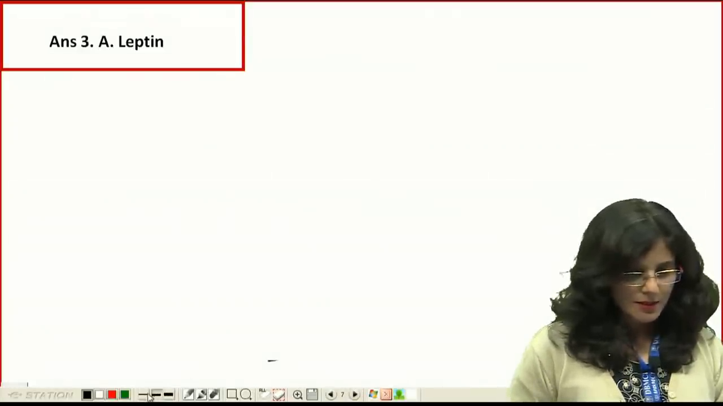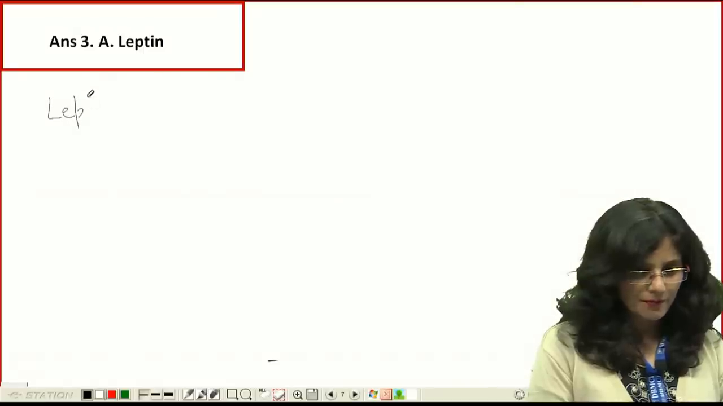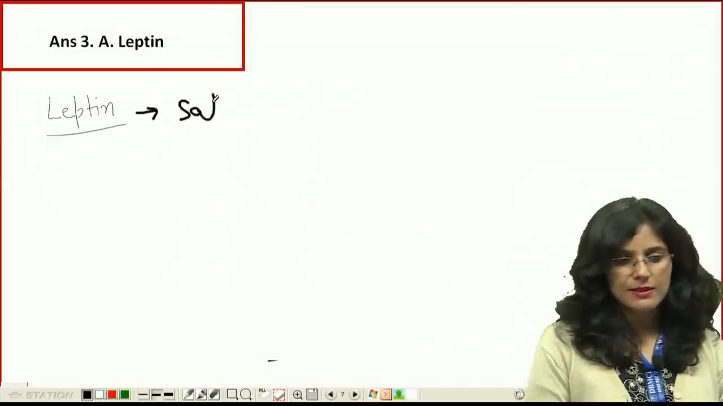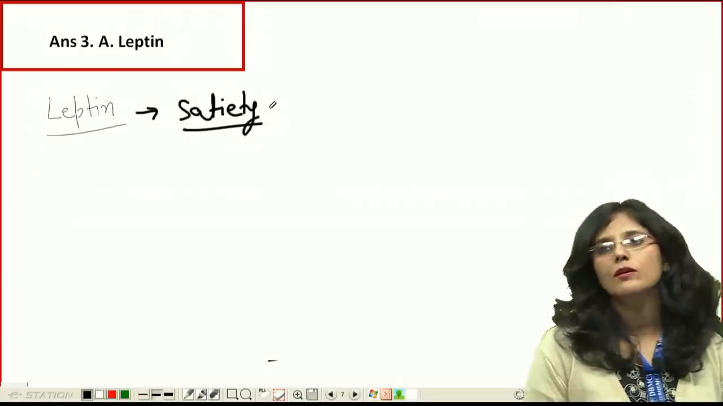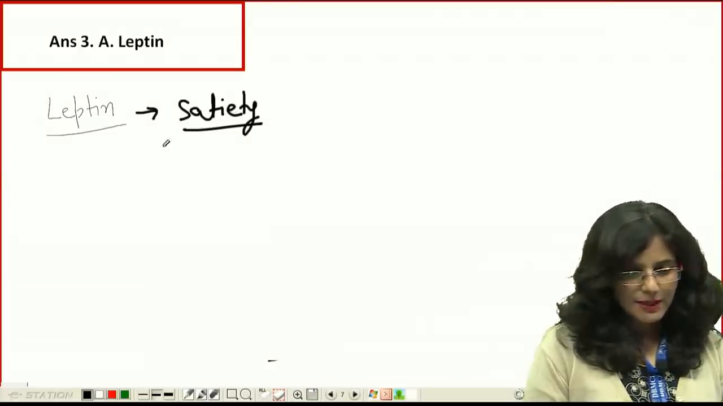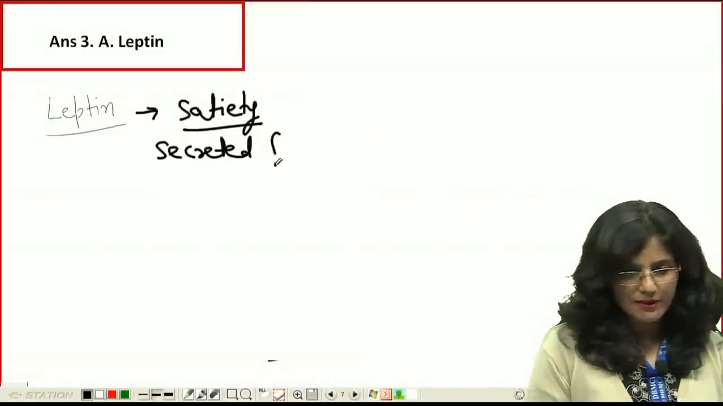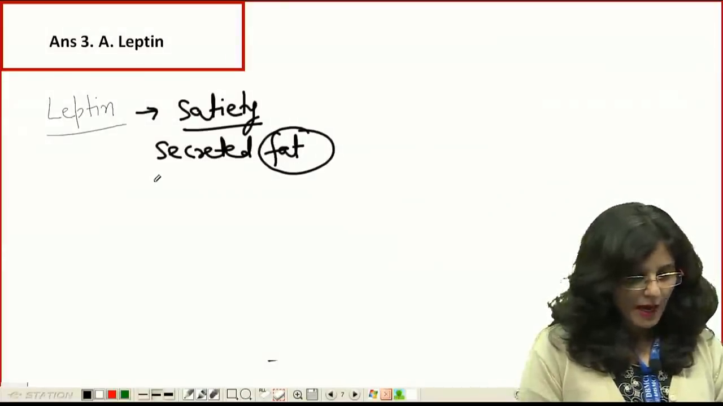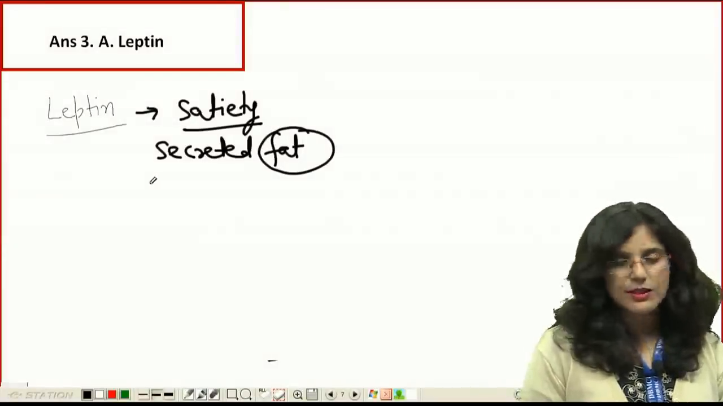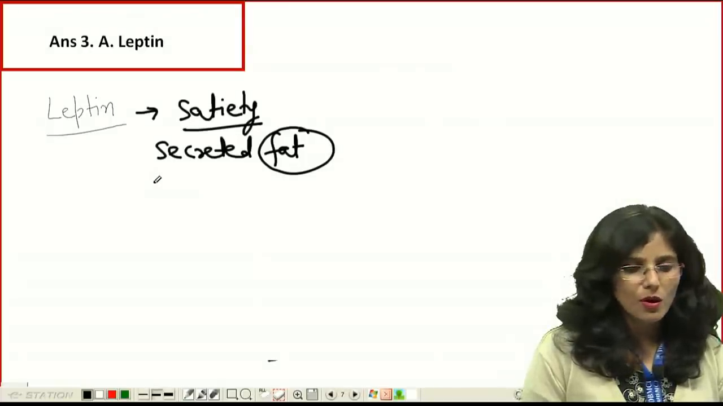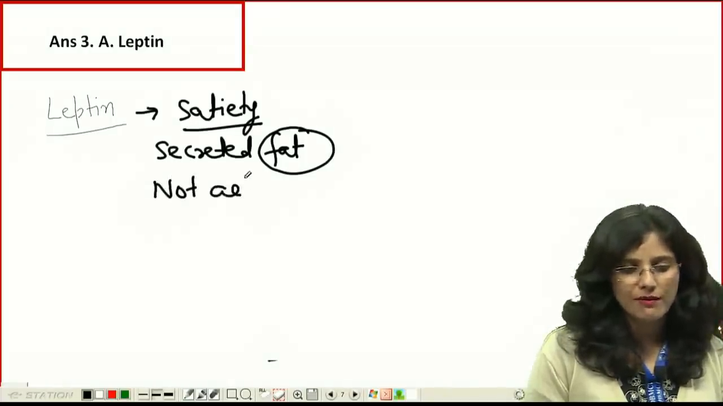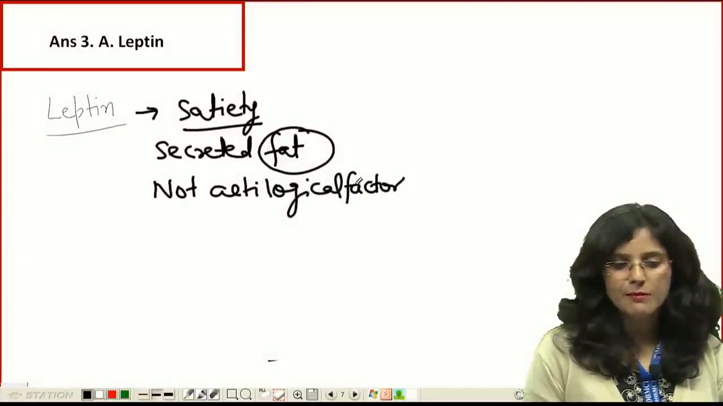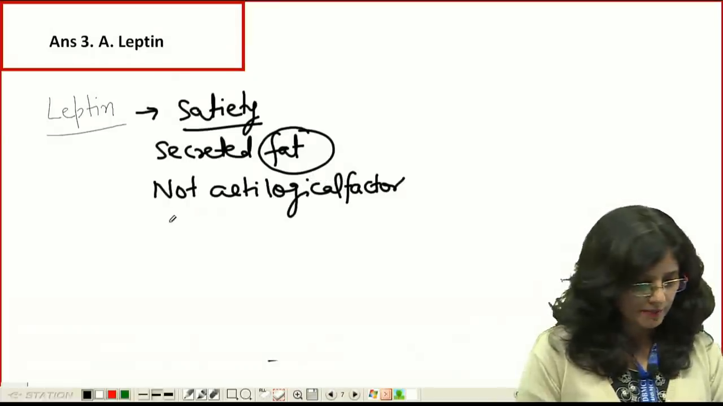Now let's discuss a little bit more about leptin. Leptin is the satiety producing hormone. It is secreted from the fat cells. Okay, and actually it is seen that it is not an etiological factor for puberty, but it is a permissive factor for puberty.